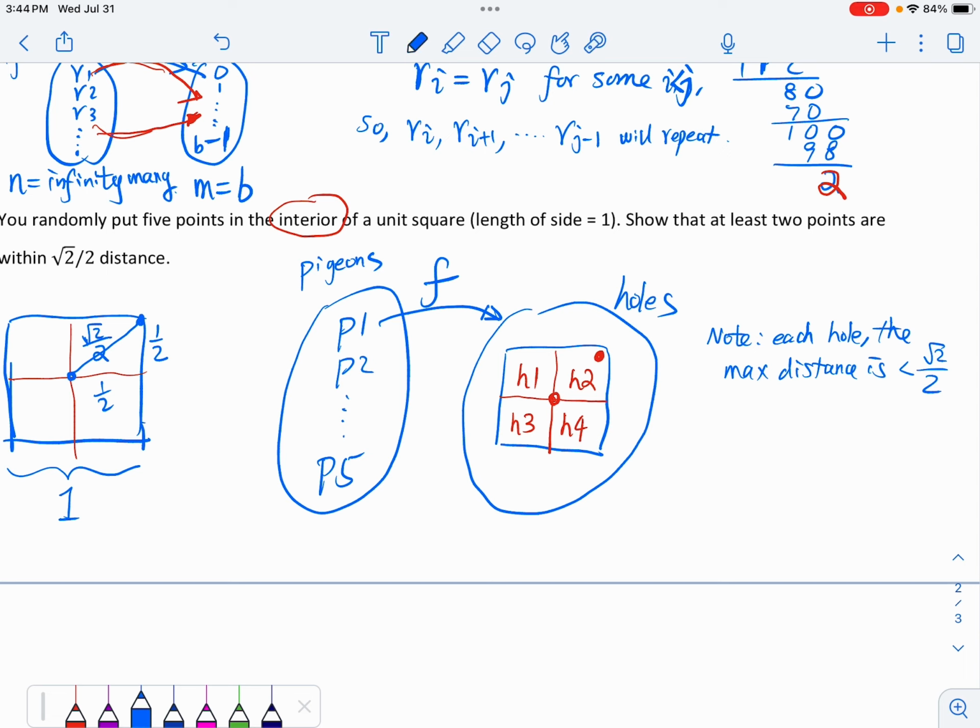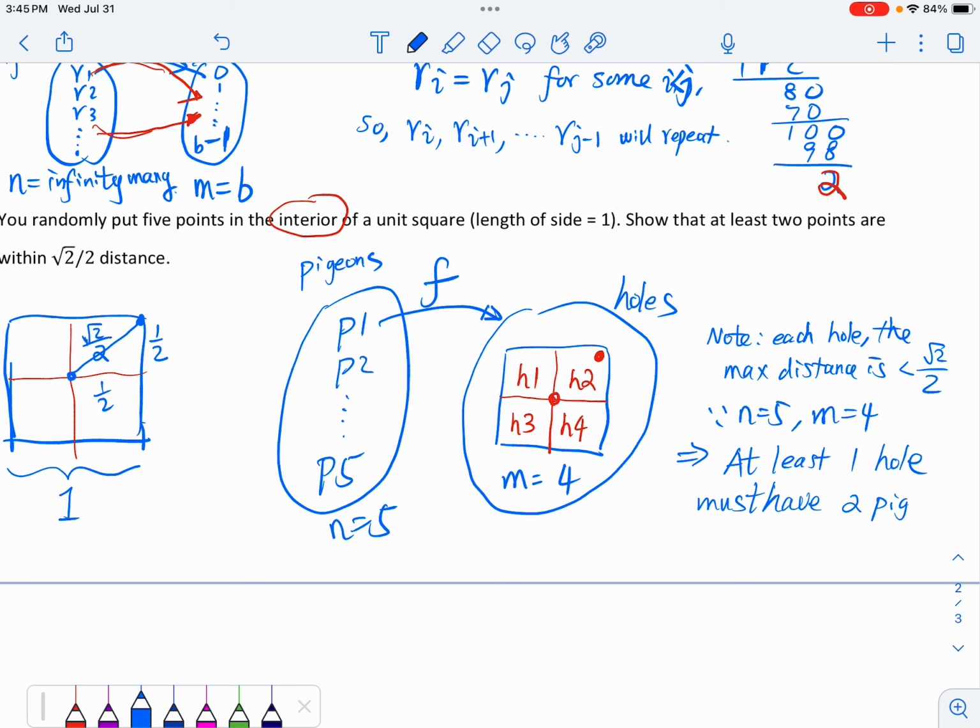Now, because we have 4 holes and 5 pigeons, where n is 5 and m is 4, we can conclude that at least one hole must have 2 pigeons, which are the points. Therefore at least 2 points must be within a distance of square root of 2 over 2.